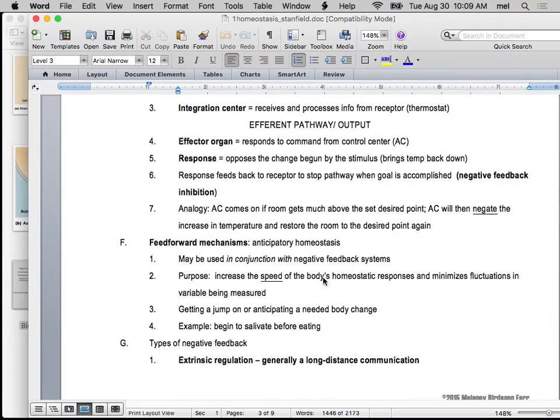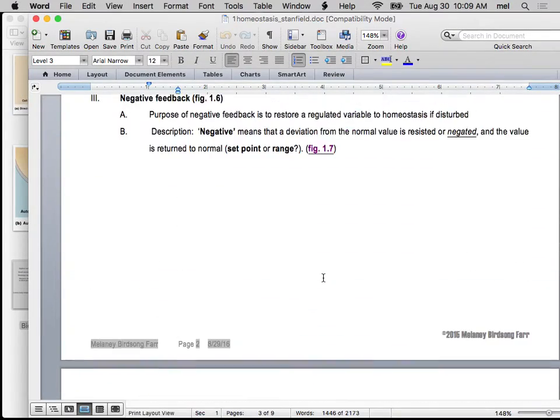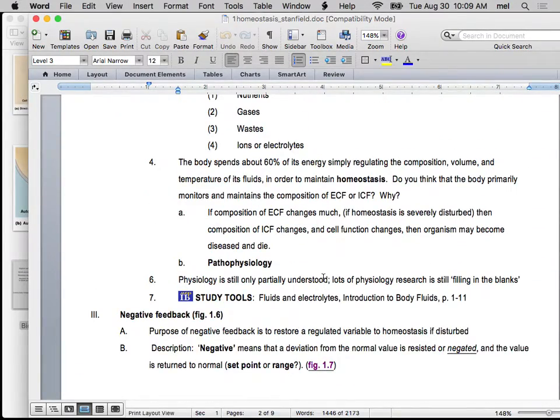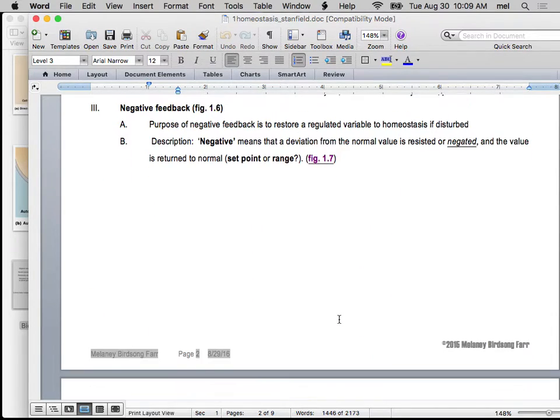Okay, so I think that we left off last time right here. Didn't we? Talking about whether you regulate the ECF or the ICF. Yeah, that's where we were. So we were about to do negative feedback.